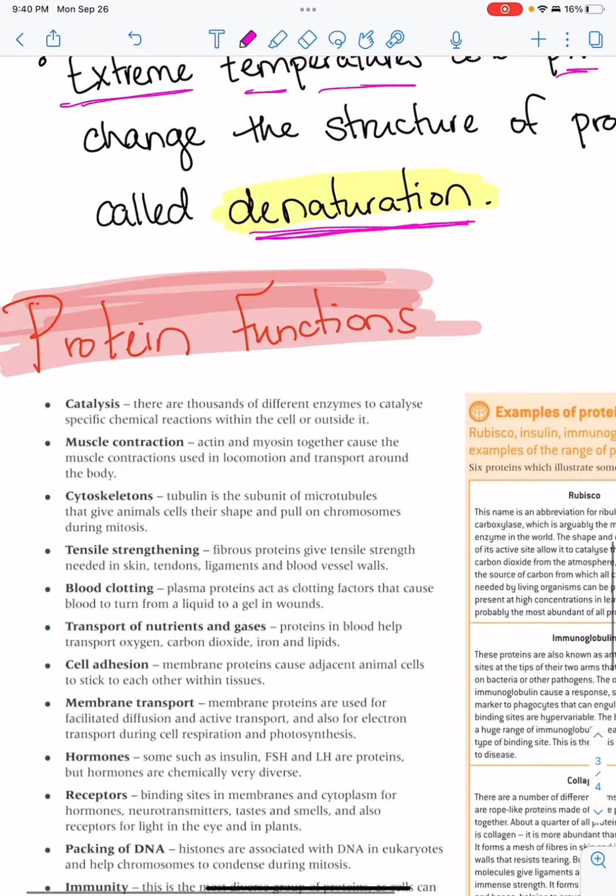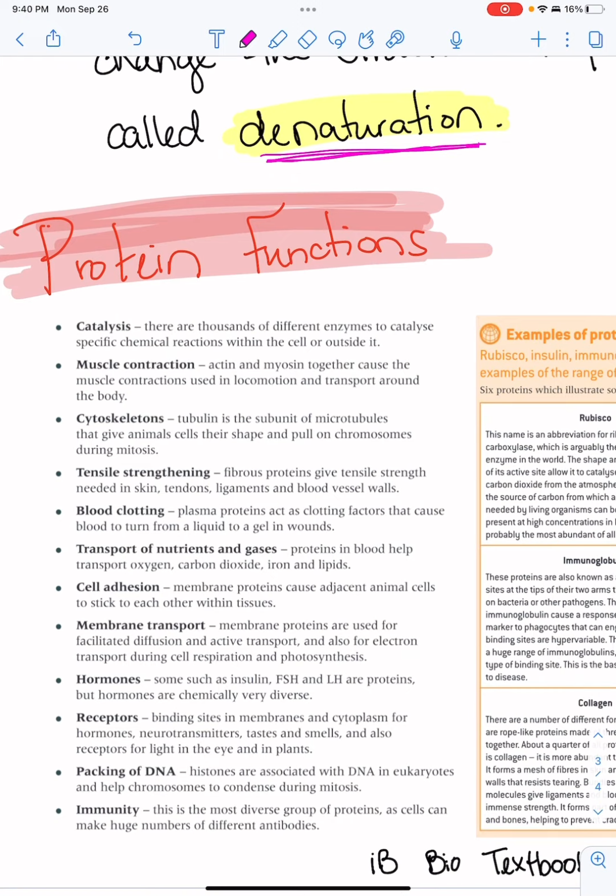Last thing, protein functions. Again, proteins are in everything. So you can look this over on your own, it's in your notes. I'm just going to go over the important ones that we'll definitely talk about, because this is essential for what we're going to talk about next. So proteins are catalysts. Enzymes are catalysts. Enzymes are a specific type of protein. They catalyze or speed up a reaction.